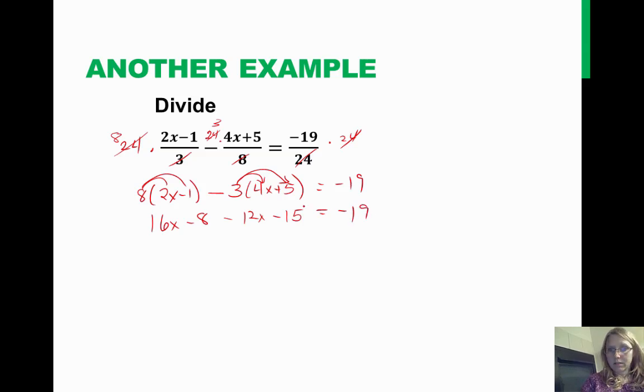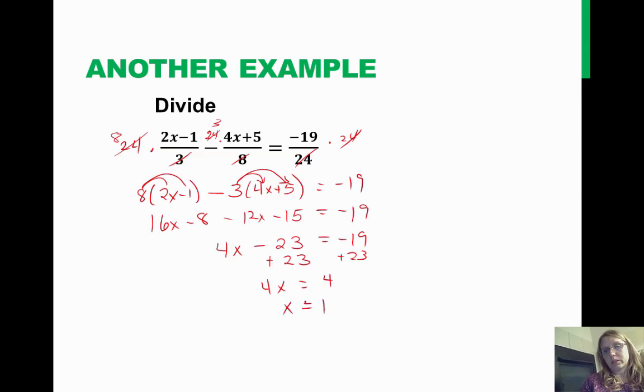On the left side of the equation, we can combine 16x and negative 12x. So 16 minus 12 is 4x. And then we have negative 8, and negative 8 minus 15 becomes negative 23, equals negative 19. Now we're going to add 23 to both sides. And I have 4x equals 4, or x just equals 1.